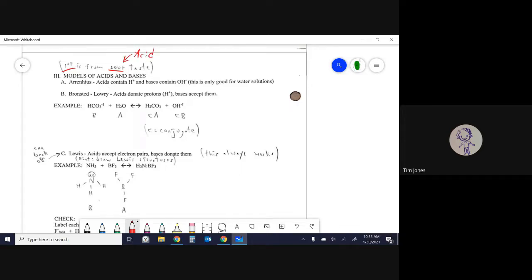Now, of course, that's not good enough because it doesn't have any numbers that go with it. It doesn't say why they're an acid. And we wouldn't want to go around tasting everything in the lab. So that was just a very early way of getting this started.